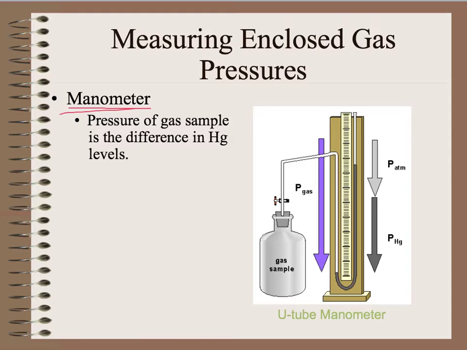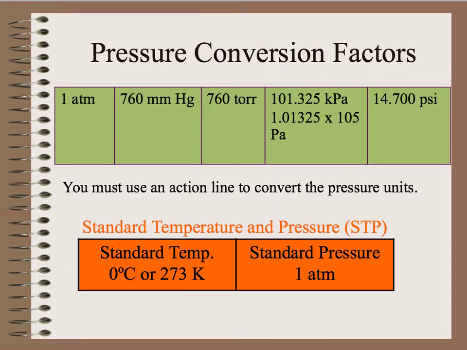Usually you have a column of mercury, and you open it up, and it's kind of like a U channel of the mercury. The higher the pressure of the gas, the more mercury it will push up so that it supports the weight of that mercury. The way you find the pressure is you subtract the difference from this level, where the mercury is on one side, to the level of the mercury on the other side, and that tells you the pressure. That's just how you measure for an enclosed gas.